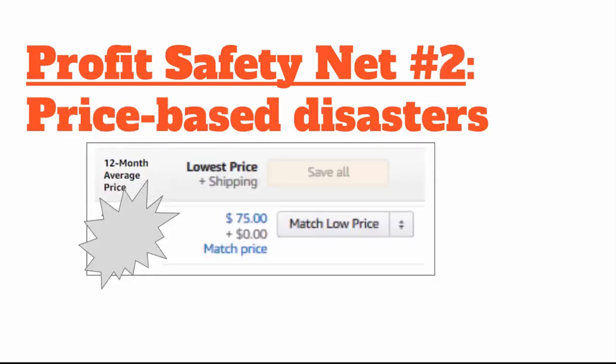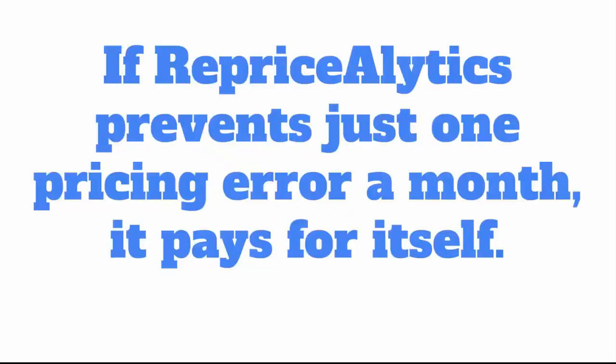Profit safety net number 2 is to avoid price-based disasters. So you see the lowest price and you think, okay, I'm gonna go ahead and match that, and I'm gonna match it for $75, whatever the case may be. But what you can't see is that the actual average price, meaning the true market value, may be much, much higher. If RepriceAlytics prevents just one pricing error a month, it is likely to pay for itself.